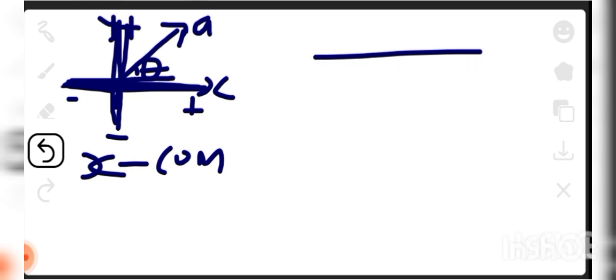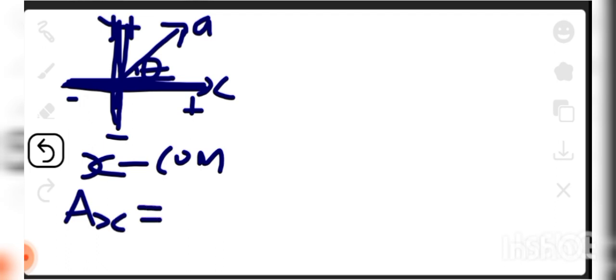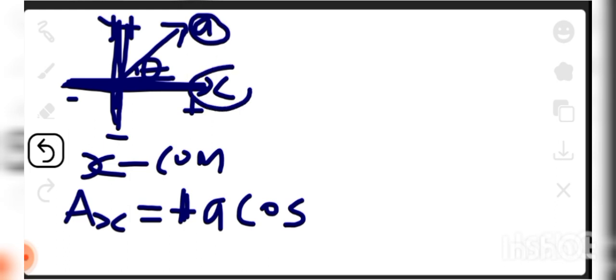So let's check where the vector is. It's in the right hand side. Check, it's in this side. That's it. So x will be positive. So the x component of A, you just write Ax will be equal to plus, because it's in the right hand side, that'll be plus vector A times cosine of the angle between A and the x axis, which is theta. That's how to get the x component of A.